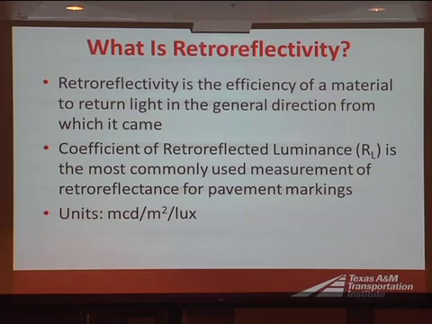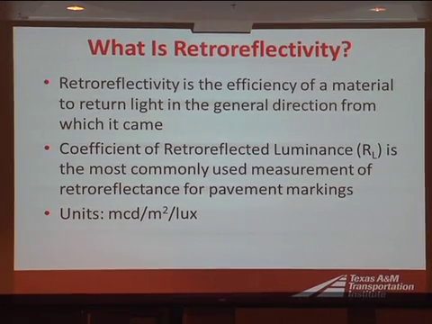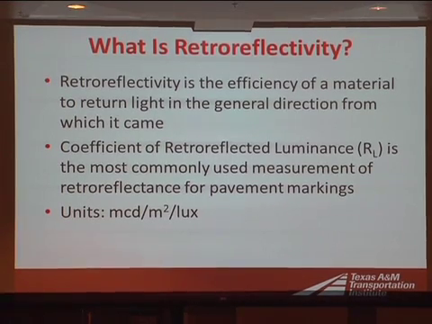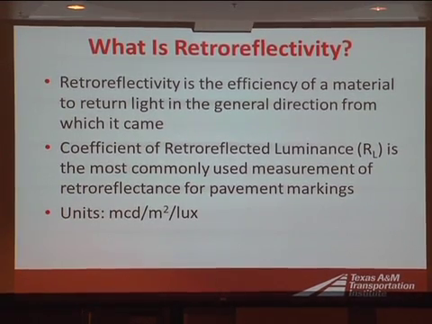For pavement markings, the short designation used for it is R sub L. If you're familiar with signs, it's R sub A. And then the units are millicandelas per meter squared per lux. So that's an amount of light returned per amount of light that's falling on the object.